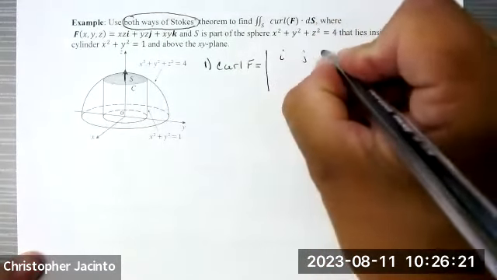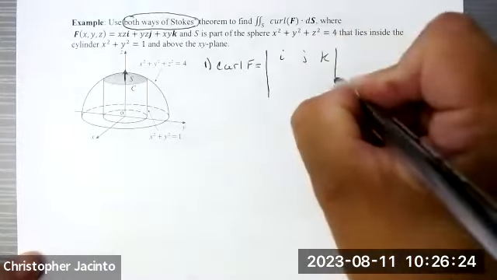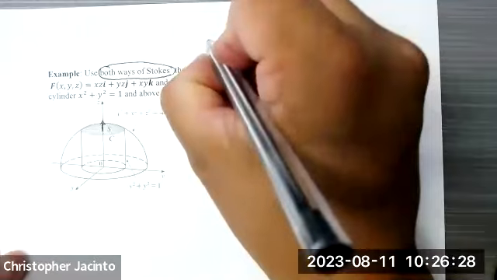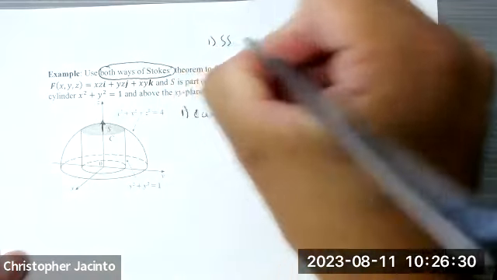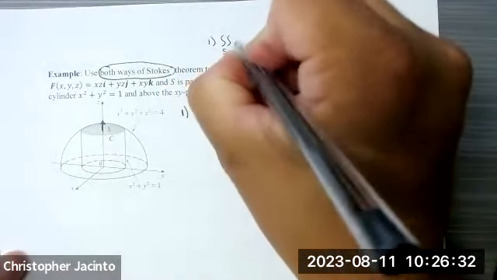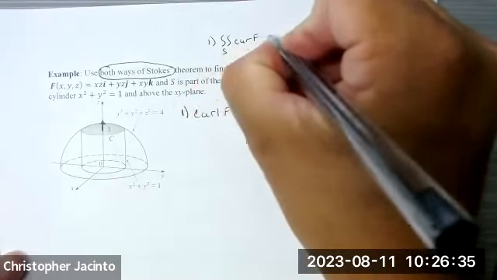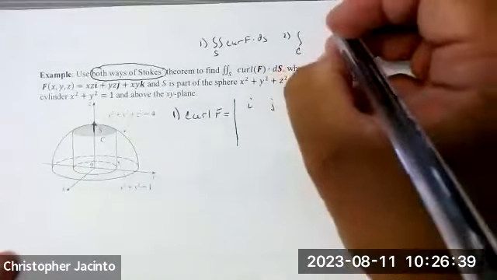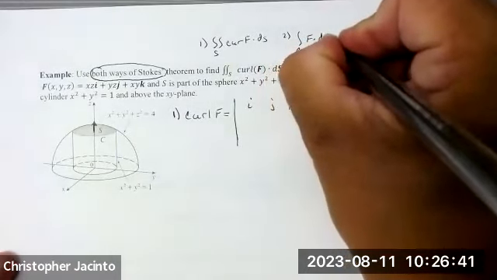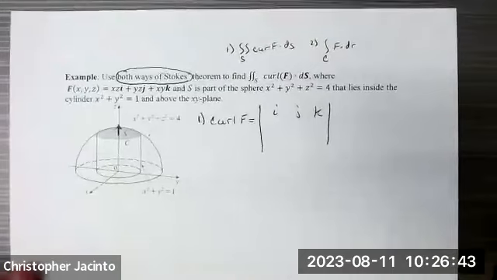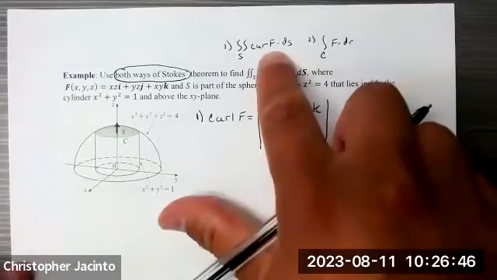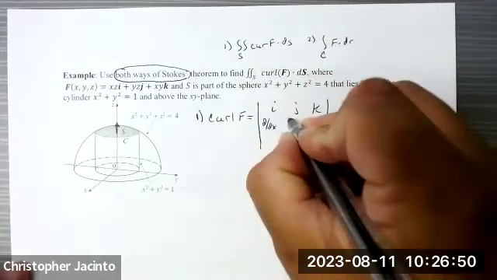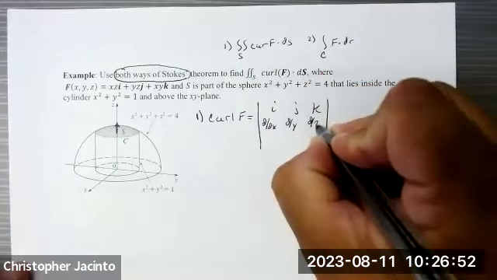let's do our curl. All right, so let me put them here so you can see what's going on. One, we're going to show that this is true using this way. And in the second way, we're going to find the line integral of that. That's how we're going to do both ways. So first off, we just do like the last example, find the curl, and then take the integral.